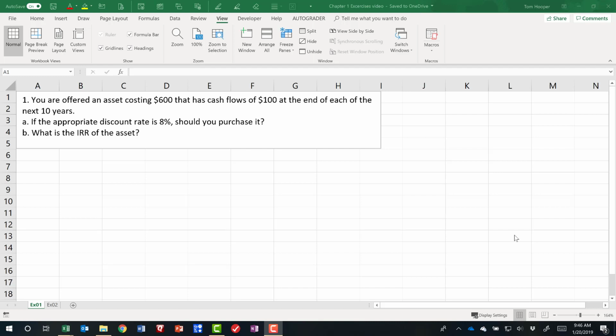So in the first problem, we are offered an asset for $600 that will cash flow $100 for each of the next 10 years at the end of each year, which is important. We need to know that if the discount rate is 8%, should we purchase it? So if the NPV at 8% is positive, then yes, we should. Then we're asked what the rate of return is. And if the rate of return is greater than 8%, that would mean a positive NPV and that we should also purchase it. So allow me to set up the problem.